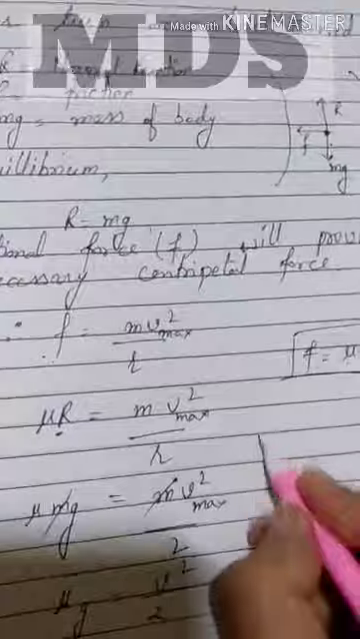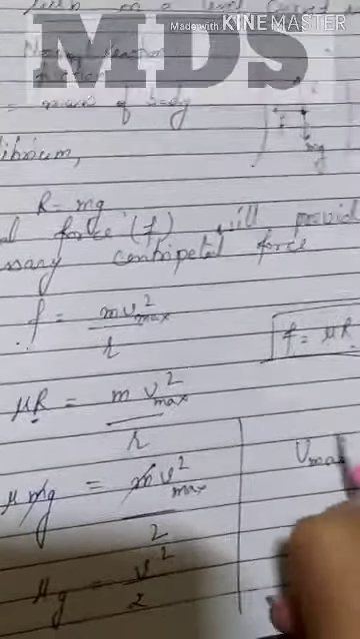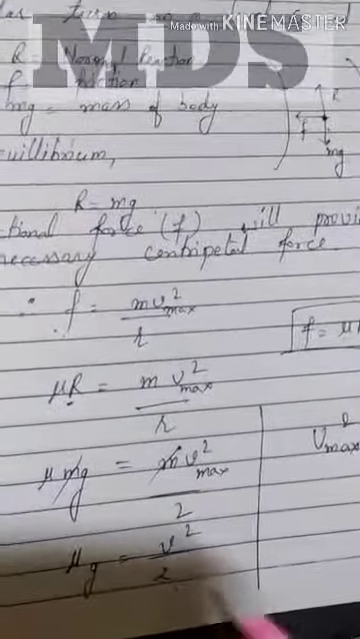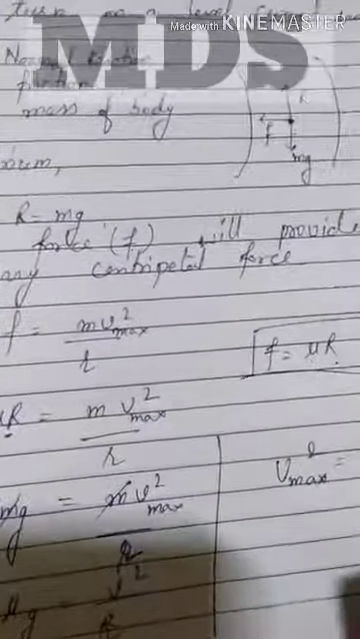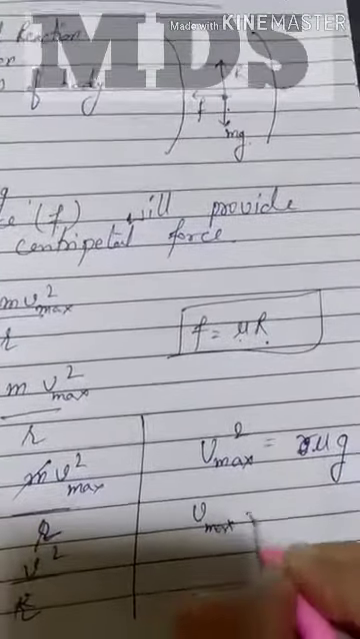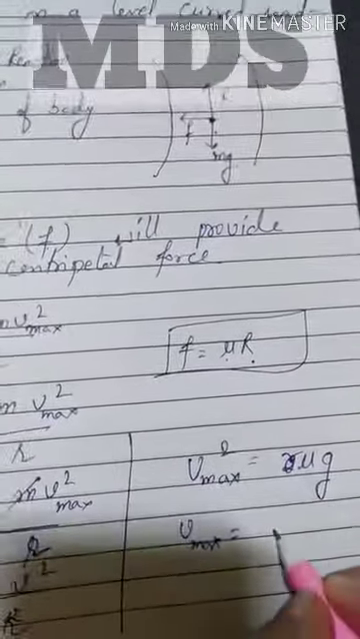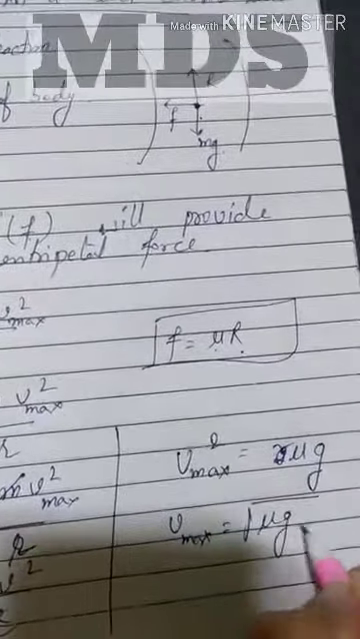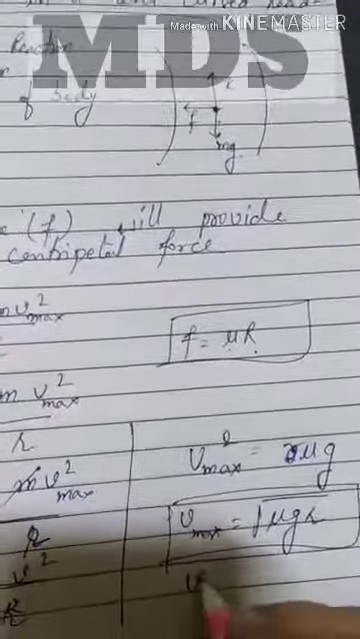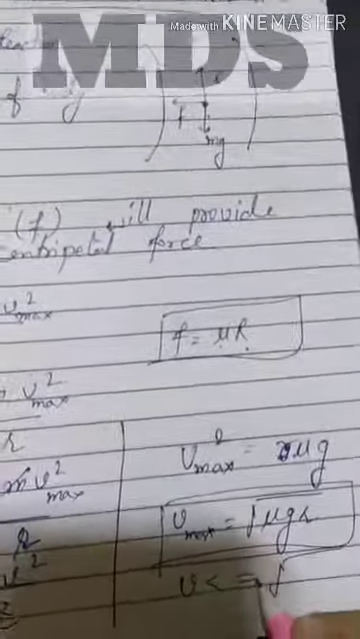From here we can write the maximum velocity. Then we take this to mu g, and there will be r, not 2. Clear? Now the maximum velocity on the curved road for the vehicle will be the square root of mu g r. This is the maximum condition. Then it will be safe if v is less than or equal to root mu g r.